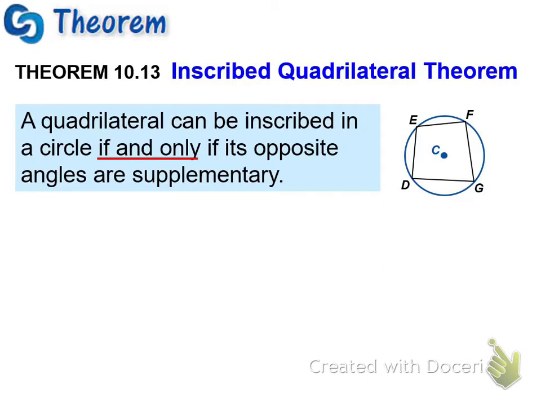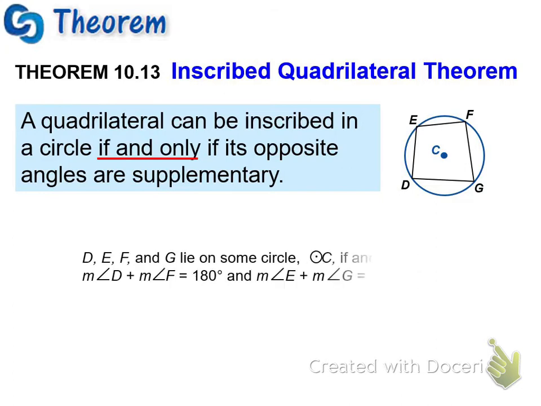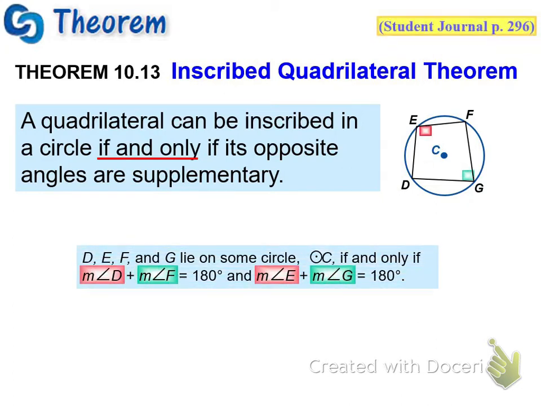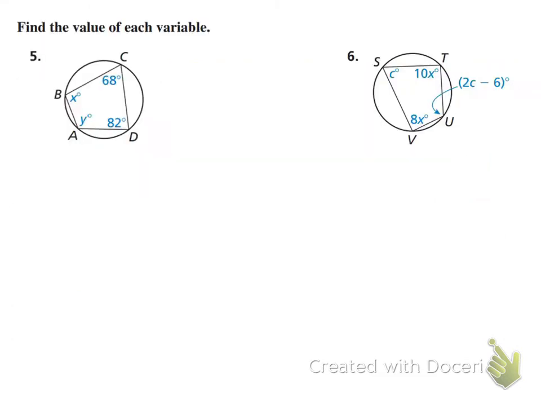What does supplementary mean to me? They add up to 180. Okay, so what is opposite of E? G, so they would add up to 180. And opposite of D is F. They would also add up to 180. So now that you know that, D and F, E and G, go ahead and flip to the next page so that we can do the last 2 problems.